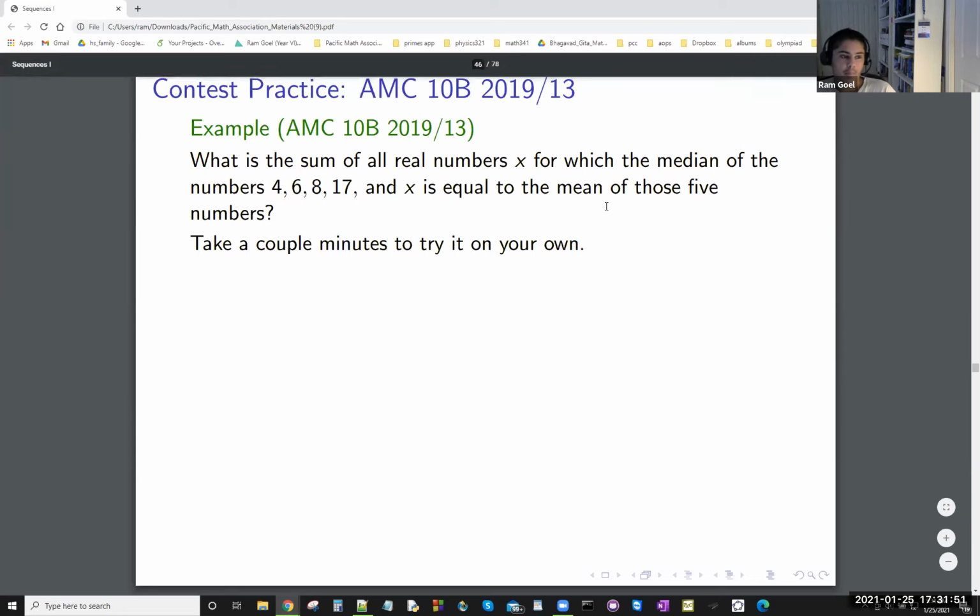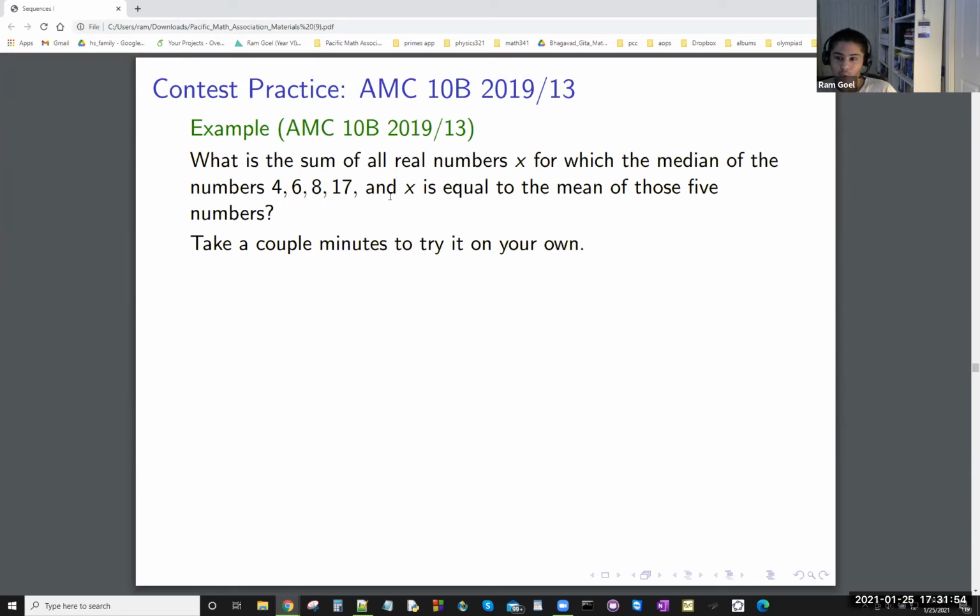Say x is 1,000,000. Then we have 4, 6, 8, 17, and 1,000,000. The median would be the middle number, which is just 8. But say x is negative 1,000,000. In that case, it would also be 8. But say x is 7, then it would be 4, 6, 7, 8, 17, so the median would be 7. Similarly, if x is negative 1,000,000, then it would be negative 1,000,000, 4, 6, 8, 17, so the median is 6.